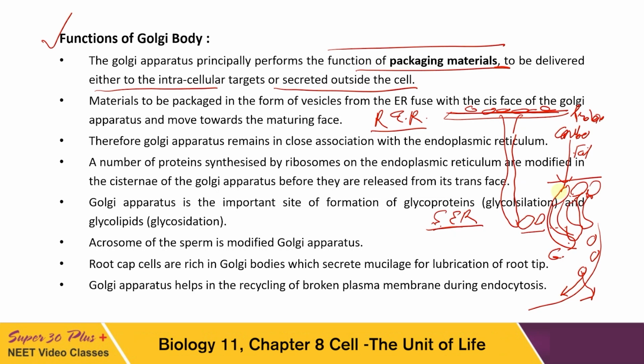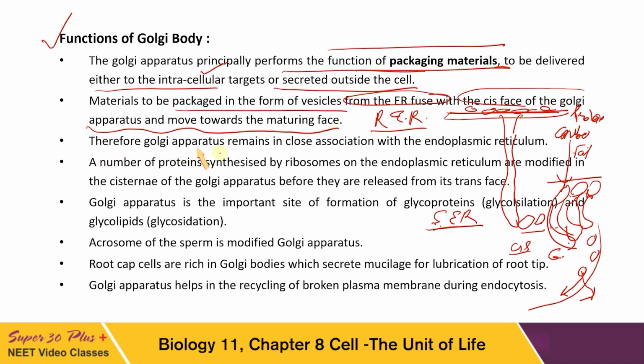Okay, now we can read it out. Packing material that is either used inside the cell, intracellular, or secreted outside the cell. Material to be packed in the form of vesicles comes from the ER, endoplasmic reticulum, with the cis phase. This is the cis phase. What is this? This is the nucleus. This is the cis phase. These substances will be added towards the cis phase. Okay, and they will start to move towards the maturing phase, where they will be released.